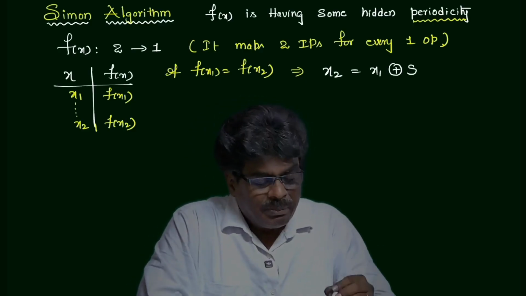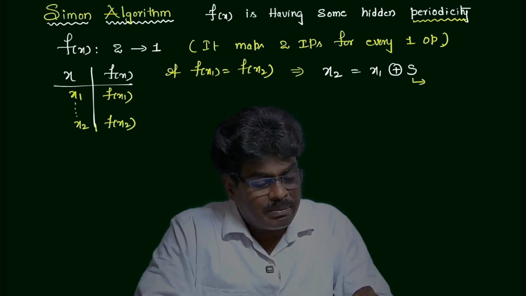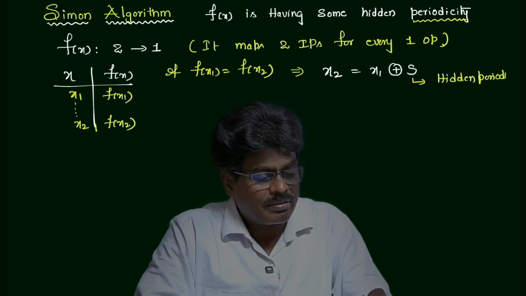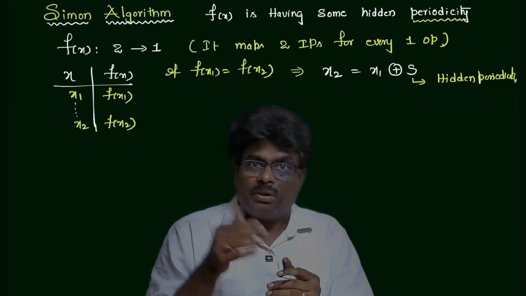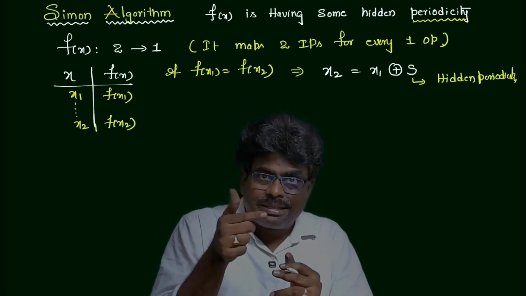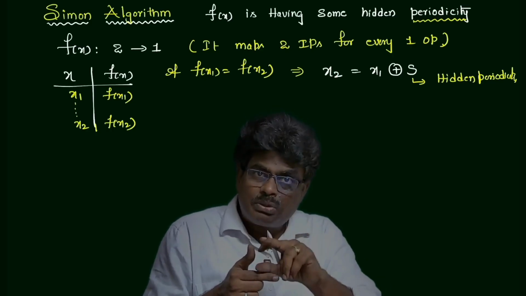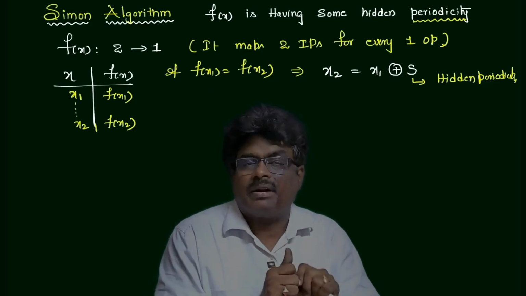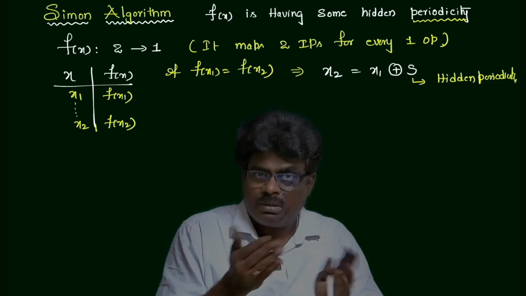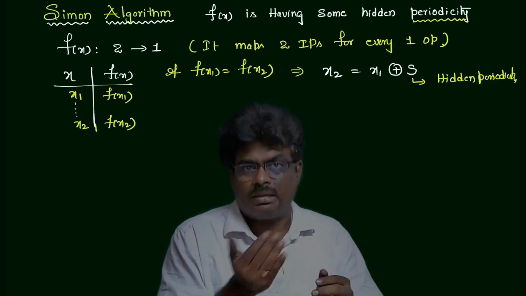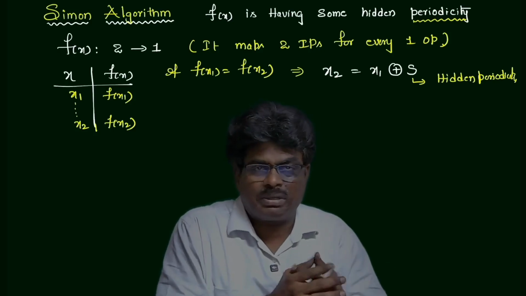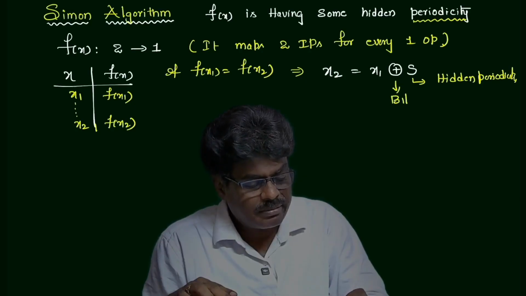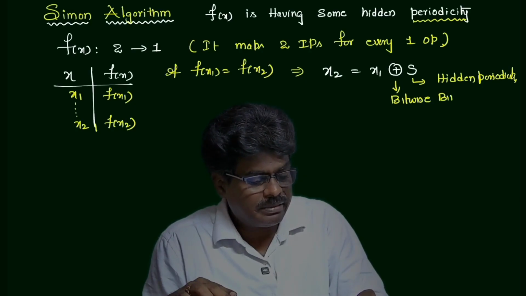So that means this s is some hidden periodicity. For example, you take another two inputs, x3 and x4. If those two also have the same output, then x3 and x4 are related by this hidden periodicity. Either x4 is equal to x3 XOR s or x3 is equal to x4 XOR s, both are the same. And this addition is nothing but bitwise binary addition.